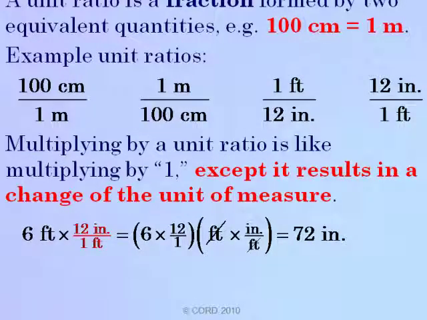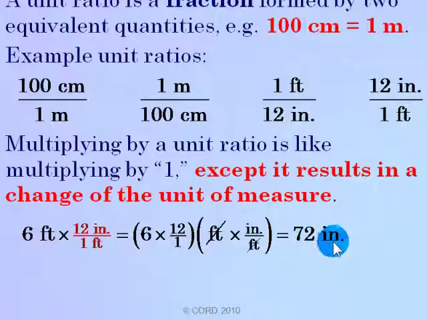So when we multiply by a unit ratio, such as 6 feet multiplied by a unit ratio of 12 inches over 1 foot, we multiply the values, we pull out 6 times 12 over 1, and we separate out the units, which would be feet times inches over feet. And you'll notice that the value, 6 times 12, would be 72, and the feet will cancel in the units portion, and all we're left with is inches. So the resulting answer is 72 inches.